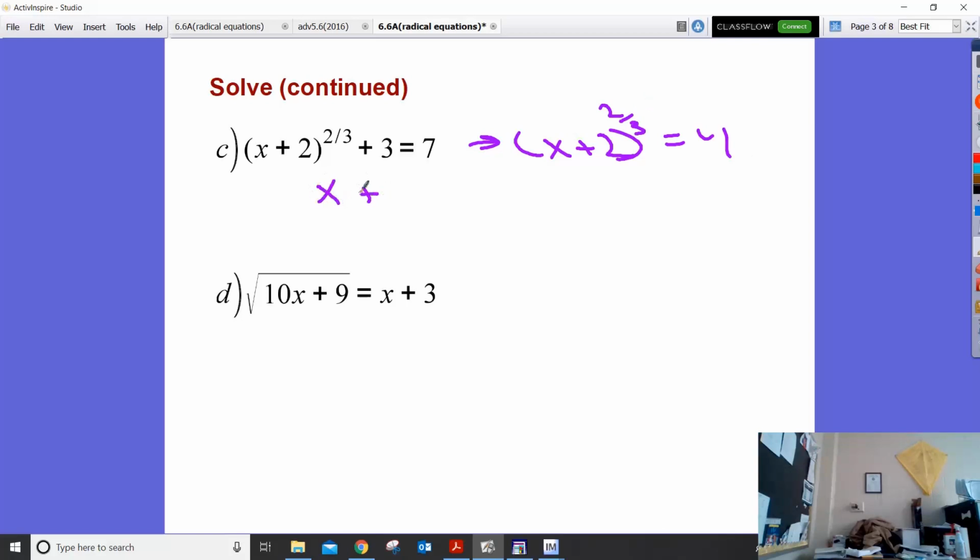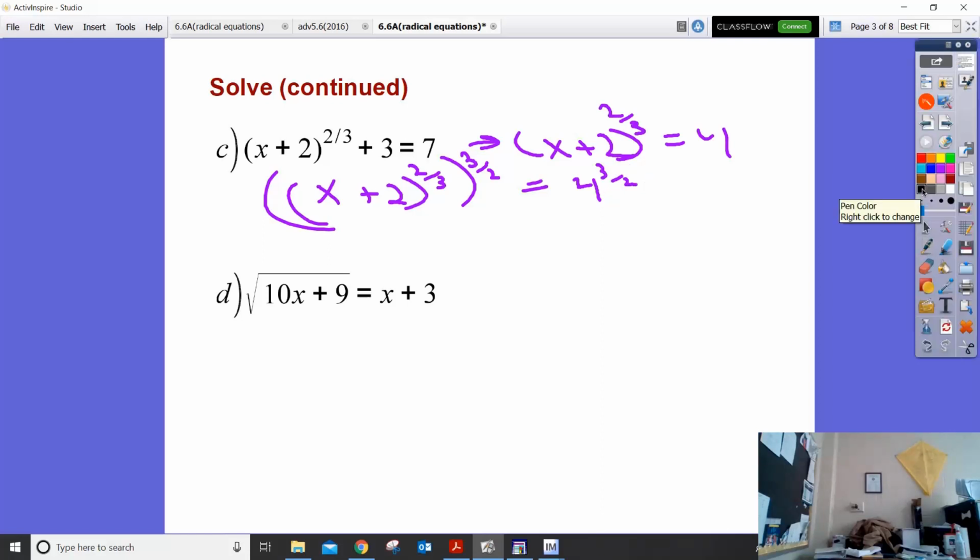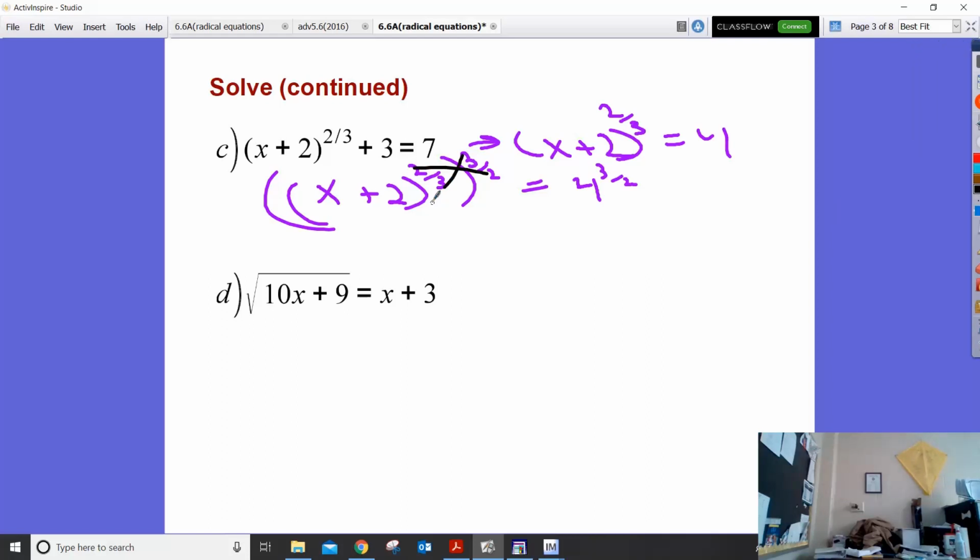Oh, I said it backwards, didn't I? That happens. Raise both sides to the 3/2 power. What happens on the left-hand side? It cancels, becomes a 1, right? It becomes a first power. Anything to the first power is itself. According to your calculator, what's 4 to the 3/2? Notice it said according to your calculator? Write down H and that's the problem.